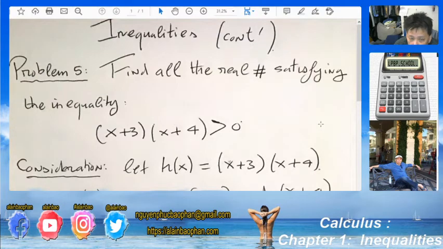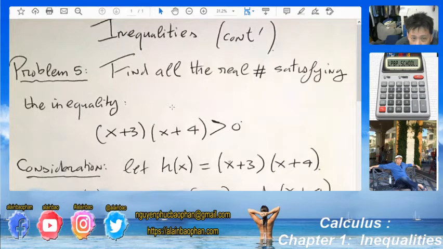Okay, so I think last video, somehow my microphone was not loud on, so I guess you cannot hear. Anyway, just continue to this video, because the first video is simple, and you can just jump into this video and study inequalities.